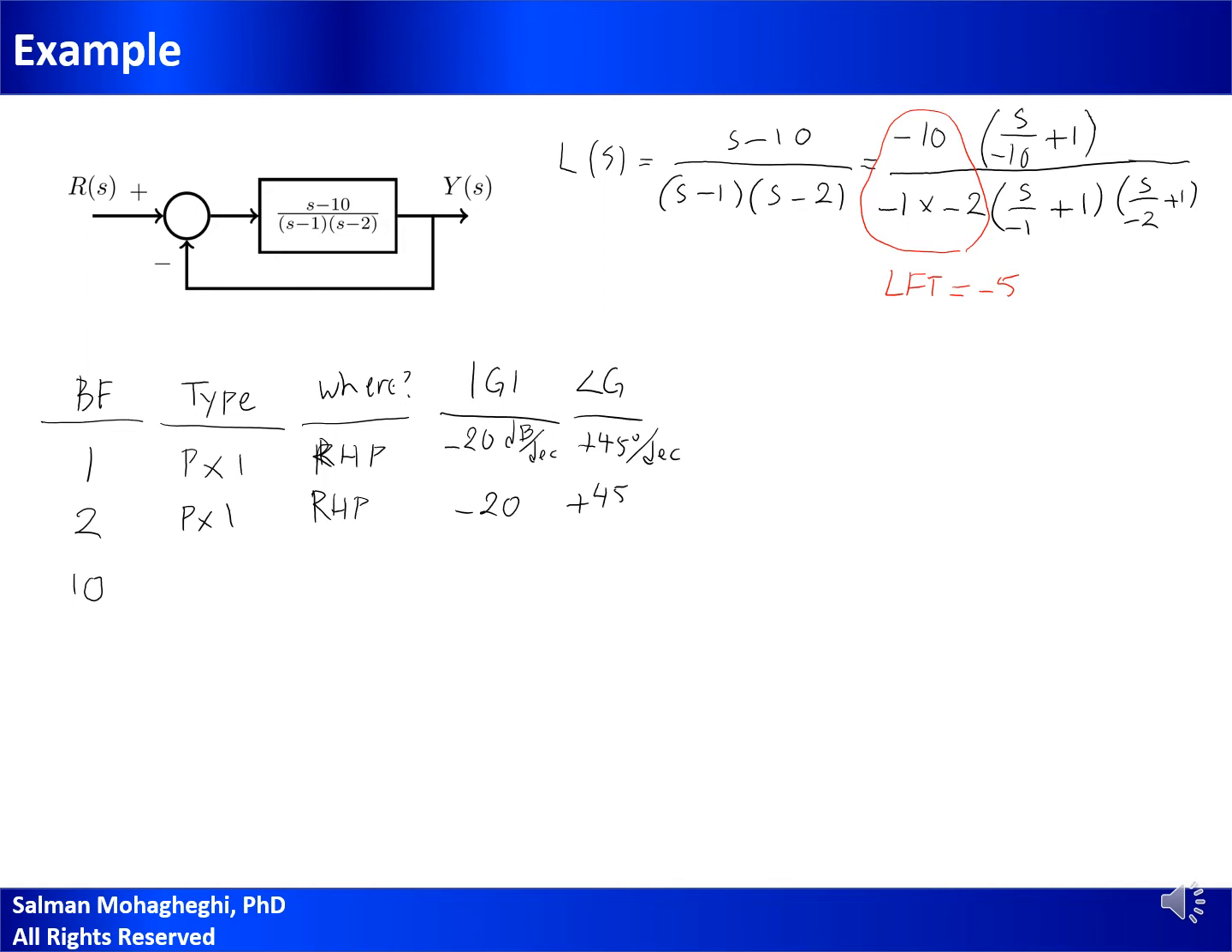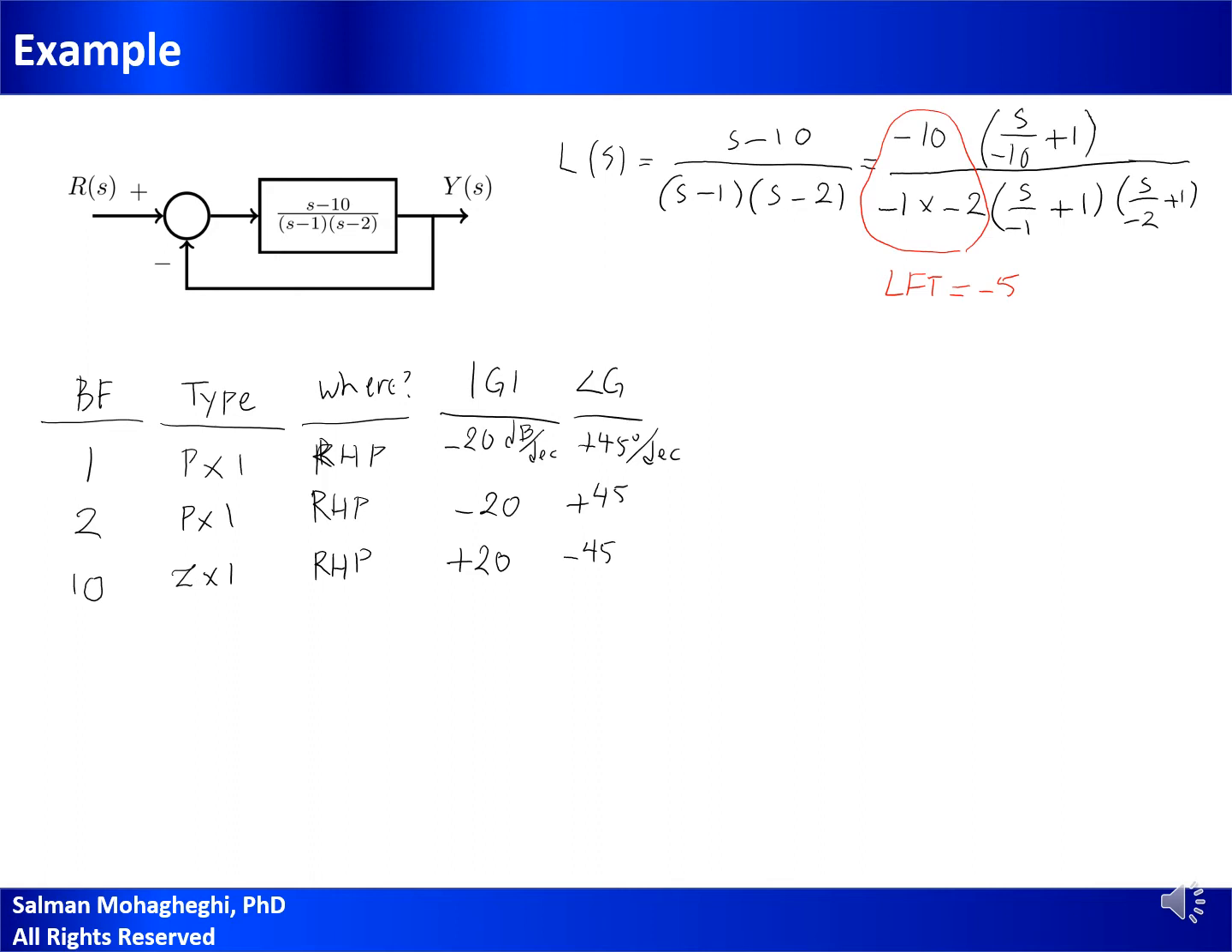10 would be a 0, and it's first order. It's in the right half plane. Because it's a 0, the magnitude slope is going to be positive. And you remember that the slope of magnitude for a 0 is +20 dB per decade, regardless of whether the 0 is in the left half plane or the right half plane. But because this is a 0 in the right half plane, the slope is going to be -45 degrees per decade for phase.